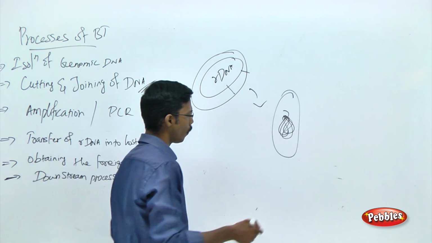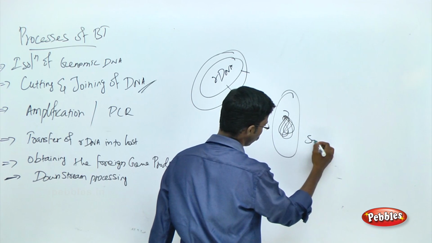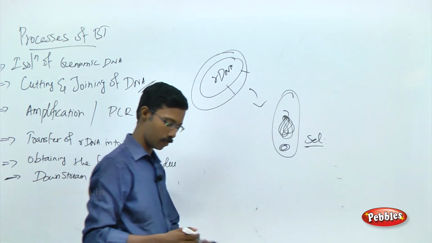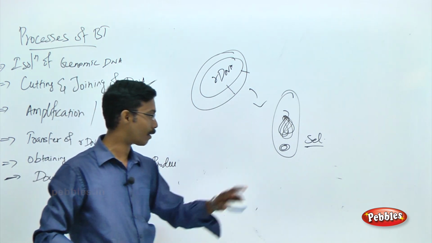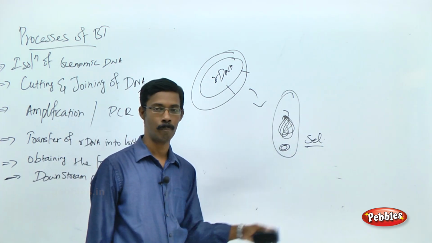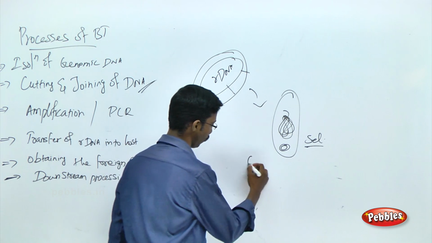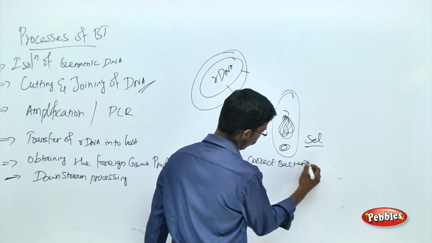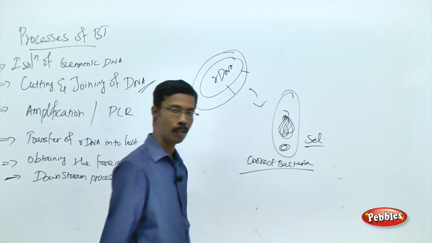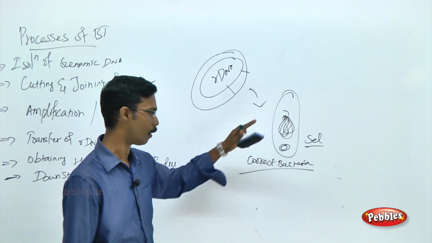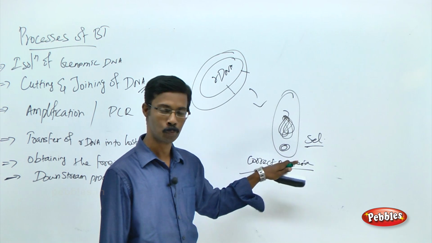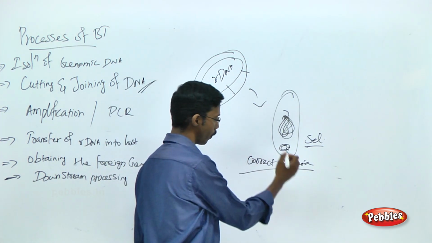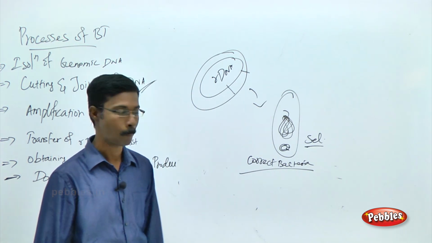Fine. So by means of selectable markers, as I told you, antibiotic resistant markers or some other markers, we can select the correct bacteria. That is what you have to remember. So what do you mean by correct bacteria? This is a bacteria which contains the plasmid, that plasmid which carries your required gene. That is what is called the correct bacteria.